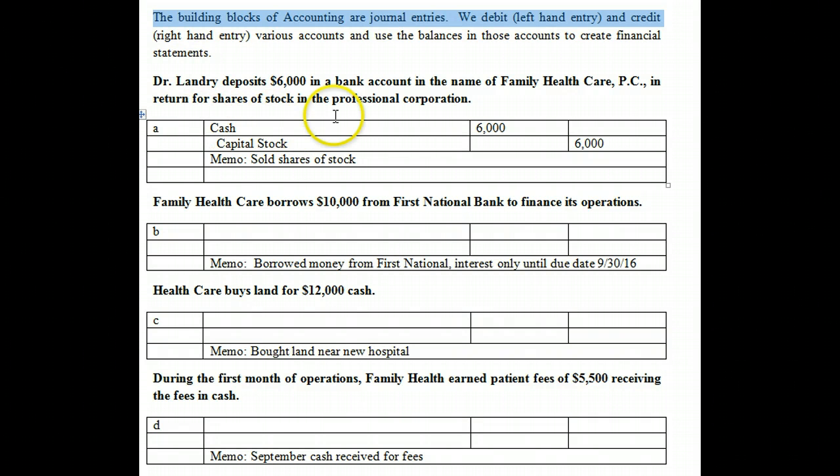Notice how we write the debits first, we write the credits second, we indent a little bit. Debit means left, credit means right, and we use account titles here. And if we want to tell a story, we use the memo line for that.